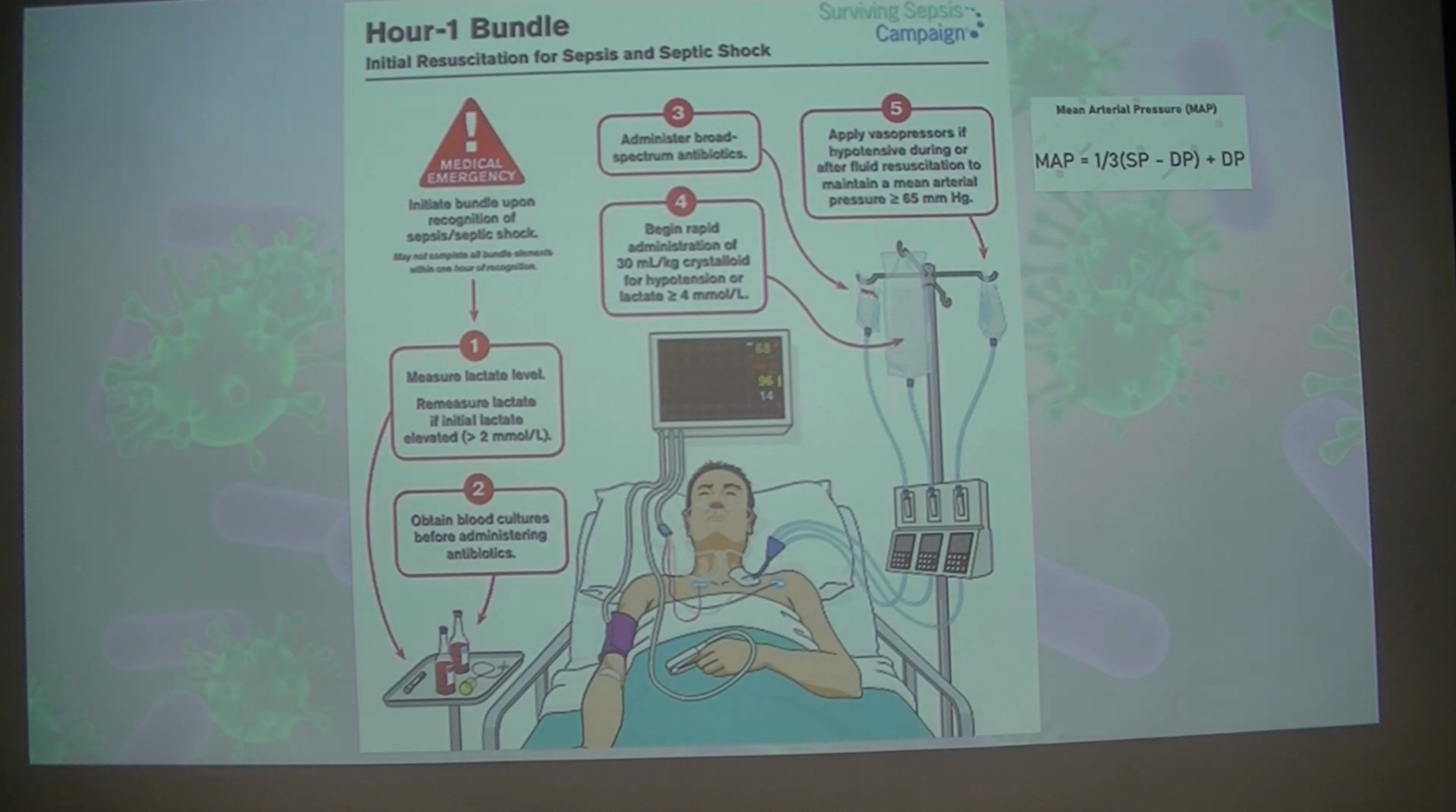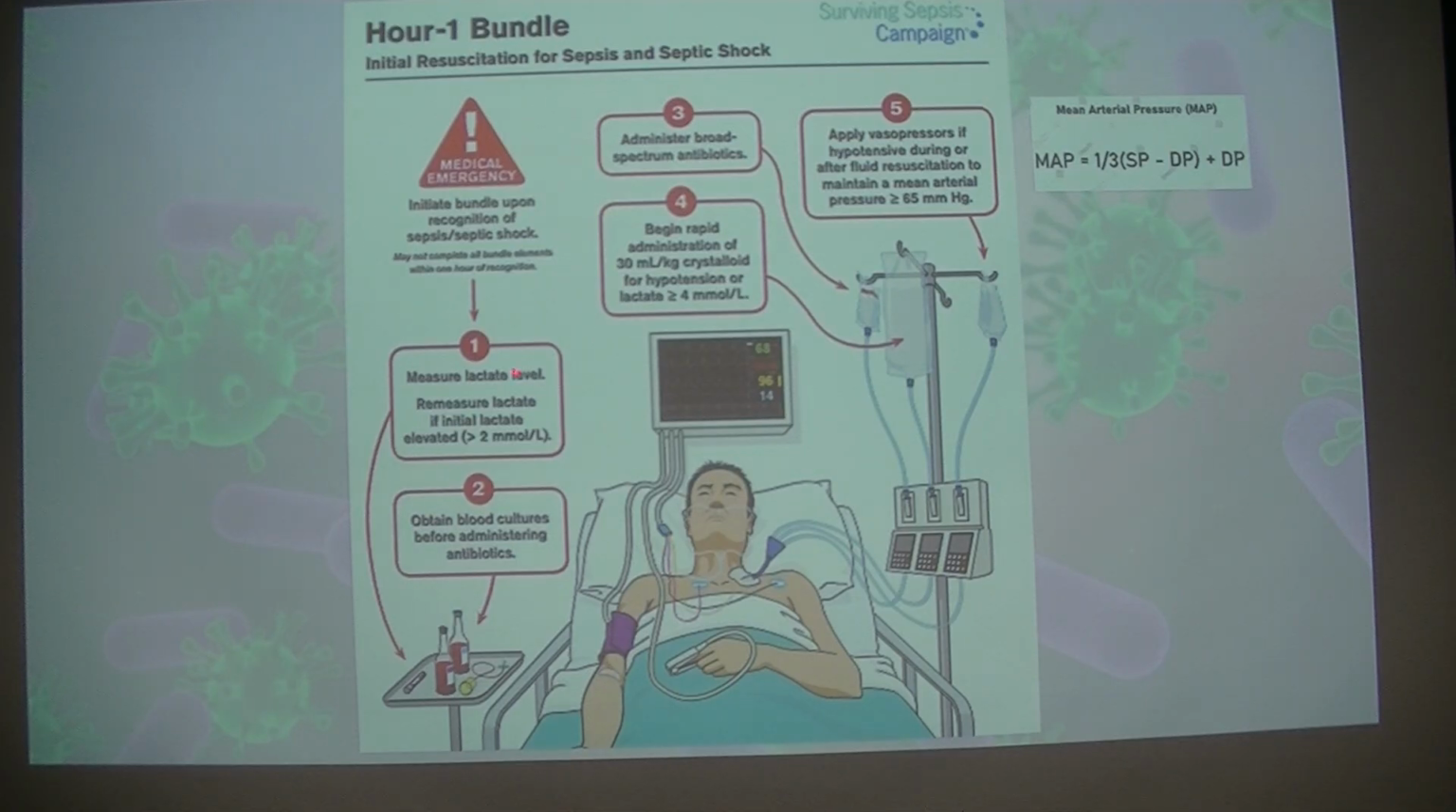We talk about the golden hour of trauma. There really is a golden hour of sepsis too. So once you identify that somebody might have sepsis, you want to start treating them aggressively within 1 hour. And here is what Surviving Sepsis has come up with. You want to get their blood pressure under control. You want to get their cultures.